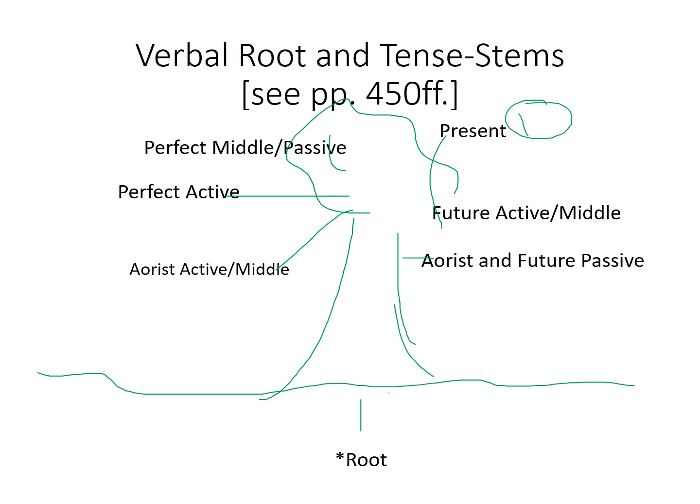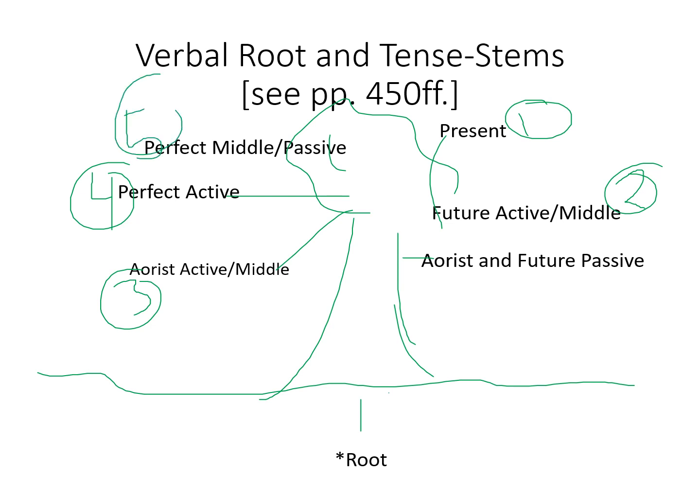The second column, the future active and middle. The third column, the aorist active and middle. Fourth column, perfect active and middle. Fifth column, perfect middle and passive. And then the last column, the 6th column, is the aorist and future passive. Keep that in mind as we progress.